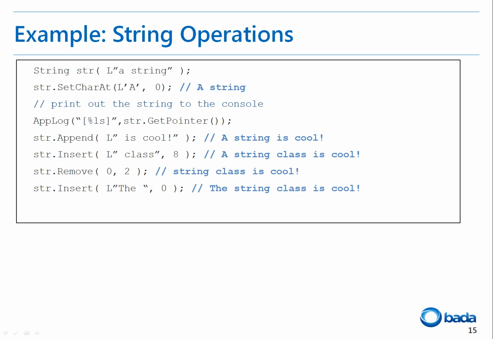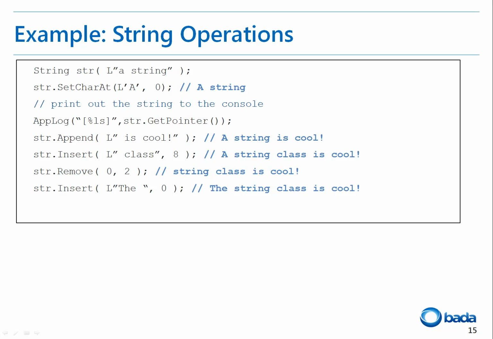This example illustrates how to modify the contents of a string by using various string functions. First, I created a string, and changed the first character of the string to the capital letter A. Printing the result will display a string on the screen. After that, I appended a substring, is cool, to the string using the append function. As a result, the string has been changed to a string is cool.